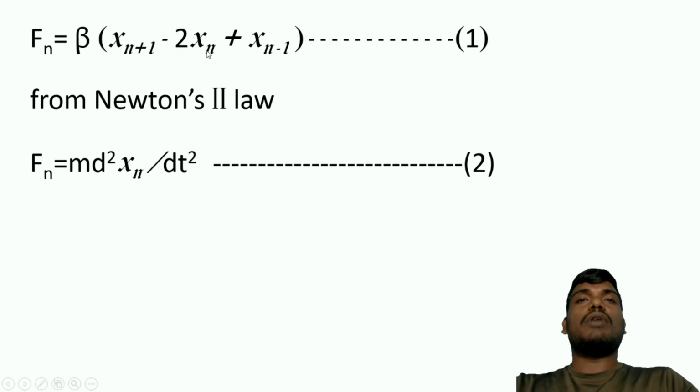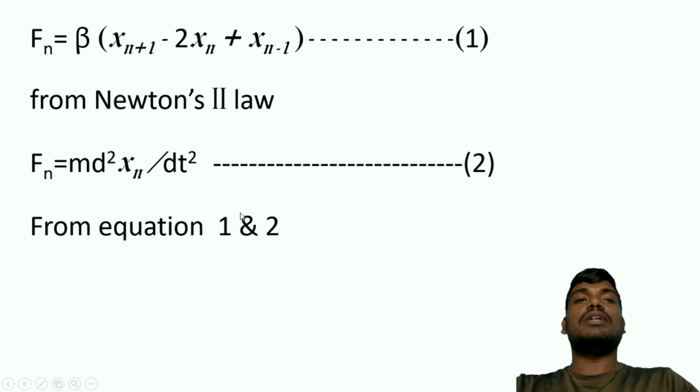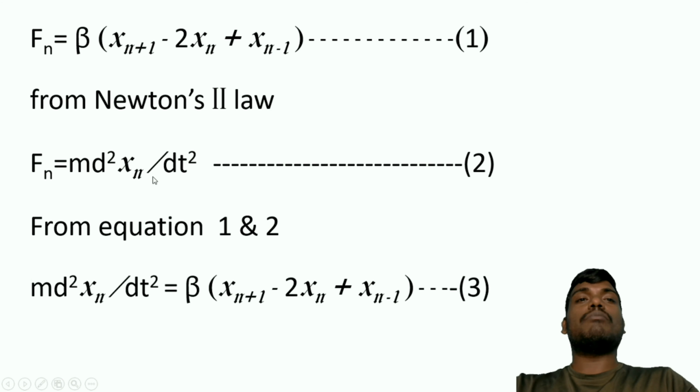Equations 1 and 2 both are forces, so equate both of them. Then from equations 1 and 2, m d²xn/dt² is equal to beta into (xn+1 minus 2xn plus xn-1). This equation is named equation 3.